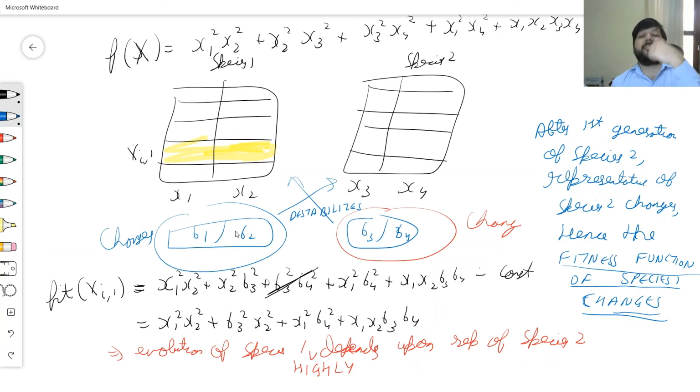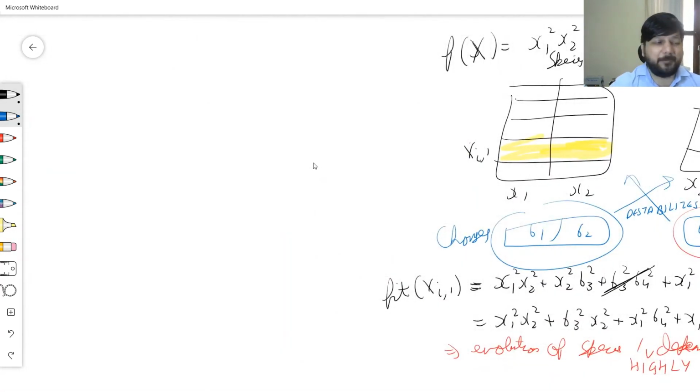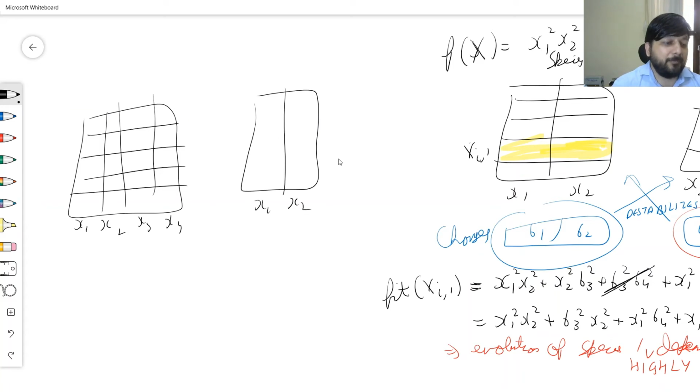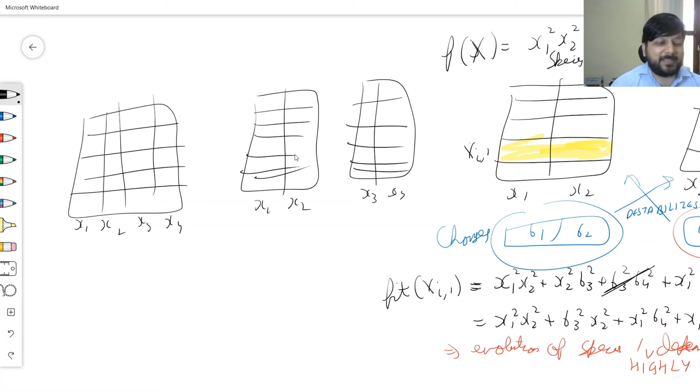Evolution is now a lot harder in contrast to what you would have done with just one fitness function value. And therefore, let us do one thing. Let us compare two types of evolution. So x1, x2, x3, x4 conventional with x1, x2 and x3, x4. In this case, what happens is they both destabilize each other, while no such thing happens over here. So this one is better.